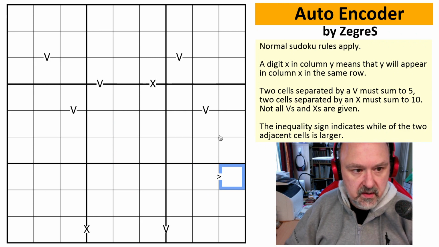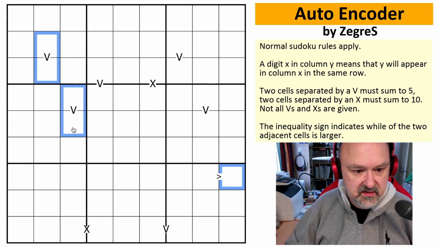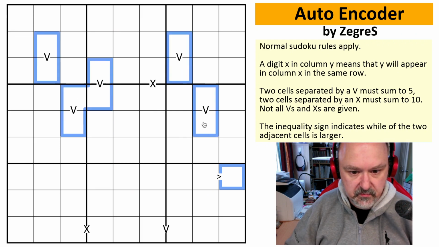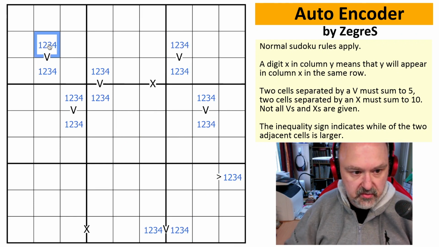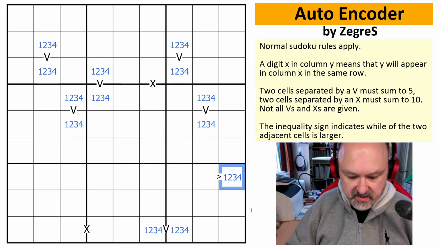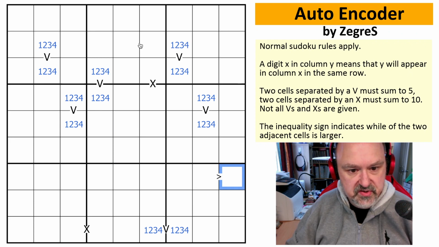So what I normally do with XVs is I don't mind liberally pencil marking. I will put 1, 2, 3, 4 in all of them. Because they have to sum to 5, you cannot use a digit higher than a 4 on an XV. I should not have highlighted that. That was a mistake. So immediately from here, there's a couple of things you can notice using the referring situation.